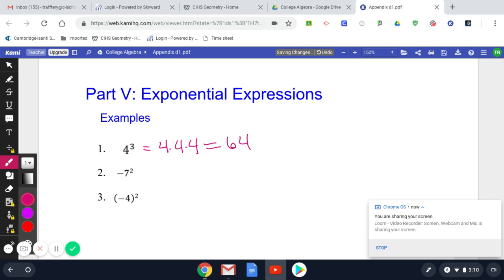Now, number 2 and number 3, this is where we need to be careful, especially if you're going to use a calculator. When teaching geometry, this is one of the biggest mistakes students make. The difference between these is think of it as -1 times 7 squared. Okay, so this is going to be -1 times 49, or -49. Number 3, because the negative is inside the parentheses, it's -4 times -4, which is 16.